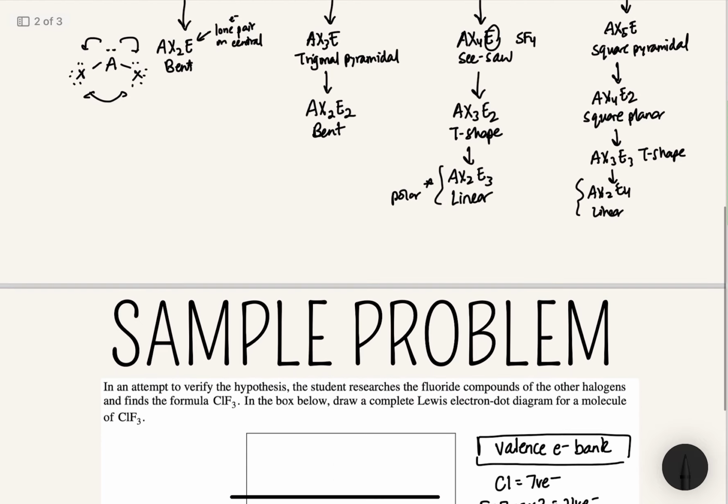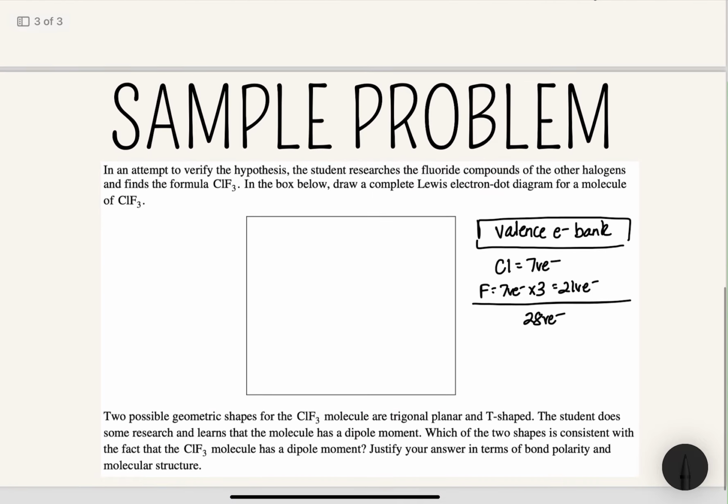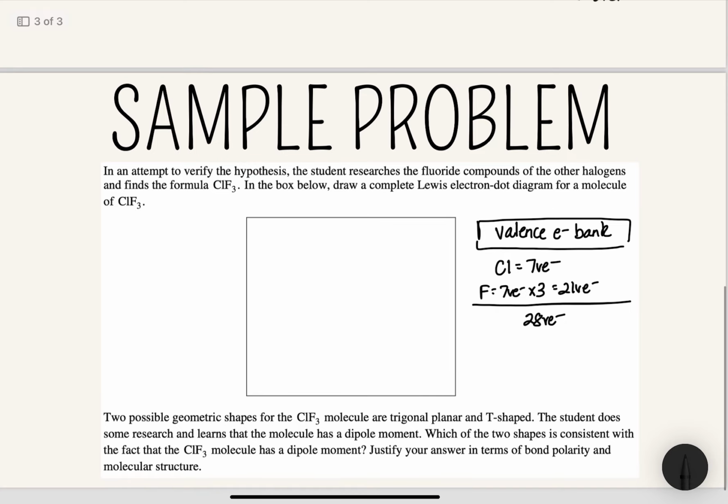Okay, so with that said, let's look at a sample problem from one of the older AP Chemistry exams. This one's from 2014. There are more parts to this question. I just took a screenshot of the one part I wanted to focus on. In the box, we're asked to draw the Lewis dot diagram for ClF3. To help me do the answer, I've made a valence electron bank. I've put how many valence electrons chlorine has and how many fluorine has, and I've added them up to give a total of 28 valence electrons.